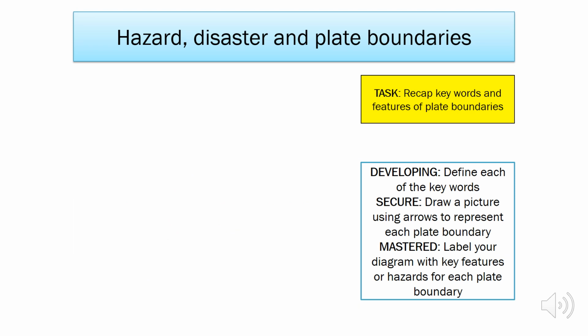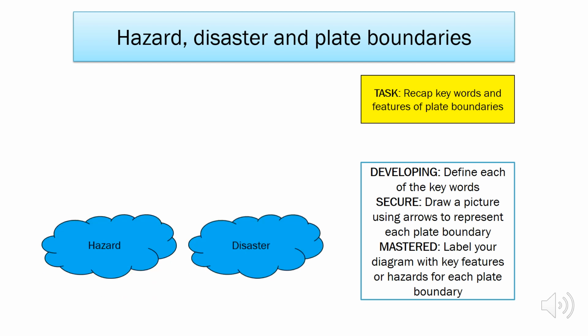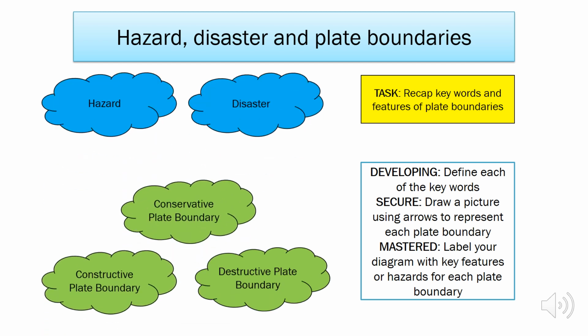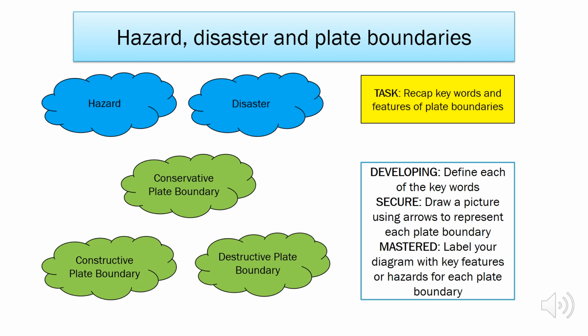For the first part of your learning journey, you're going to recap some key words from Tectonics. The words to recap are on your screen now. These are hazard, disaster, constructive plate boundary, conservative plate boundary, and destructive plate boundary. Each of the secure, developing and master tasks are on the screen for you to select which level you are working at based off your MG level.